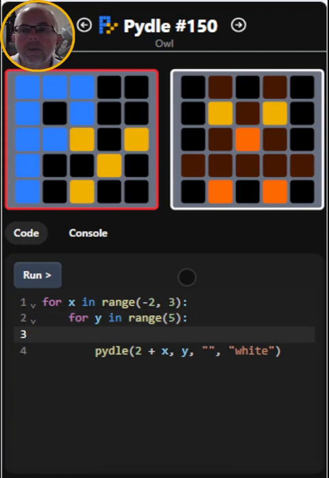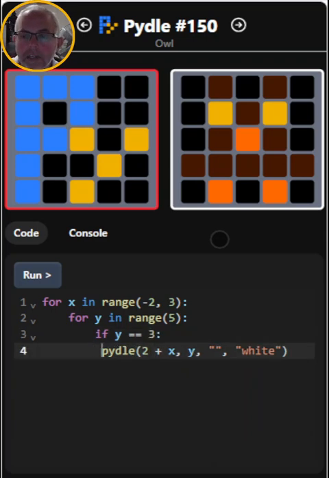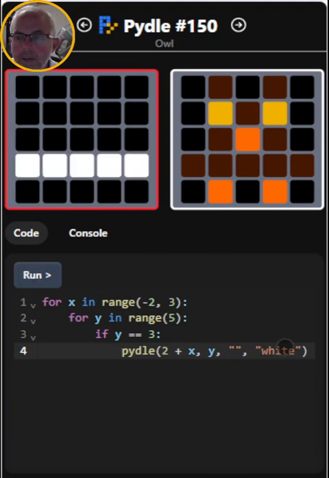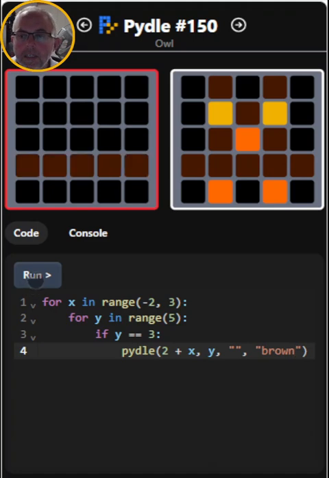Okay, so let's have a look. So if y equals 3, that's definitely brown. Okay, so that is a brown stripe. Let's make that brown. Okay, now that looks like an X. So let's see what we can do about that.